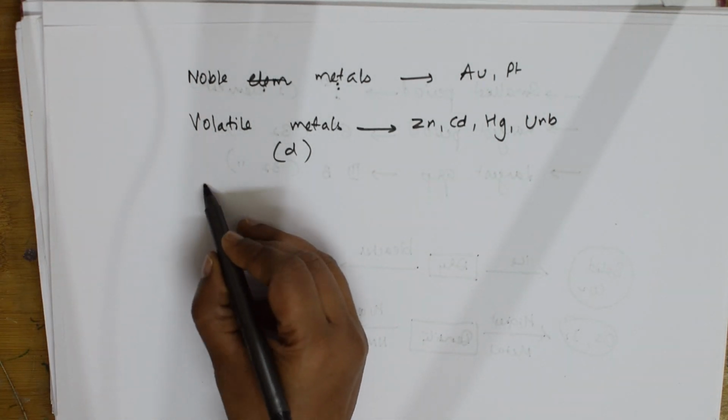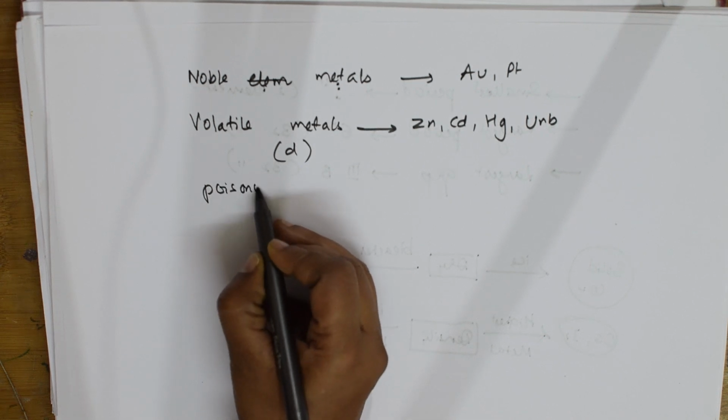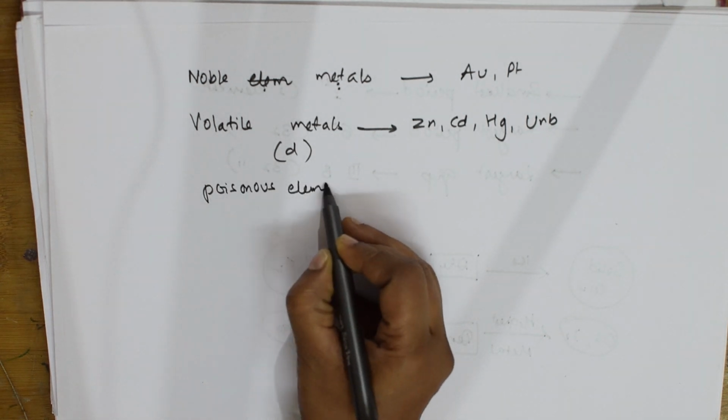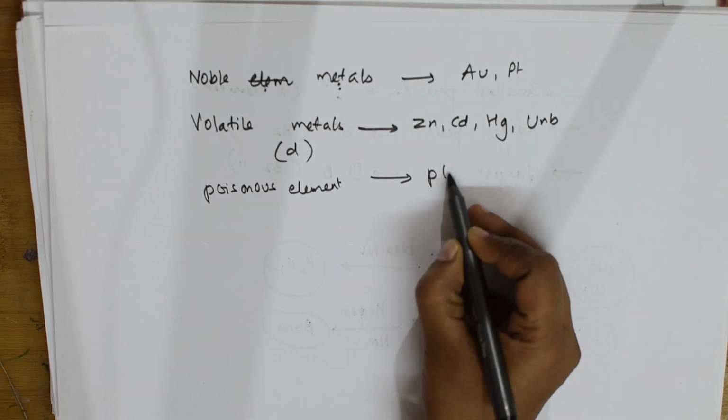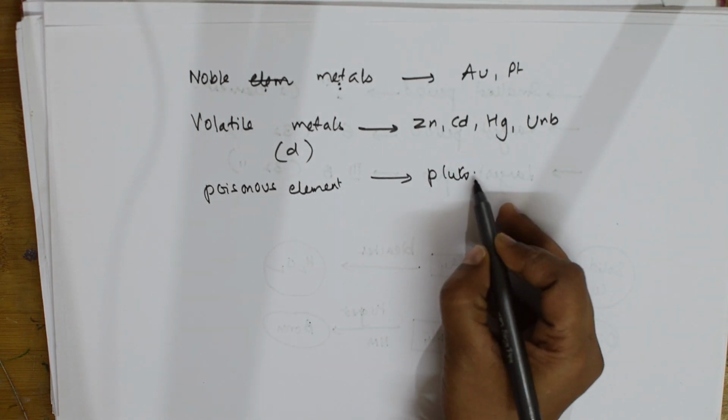Next, what is a poisonous element which we have? Poisonous element which we have, that's nothing but plutonium. So this also, plutonium.